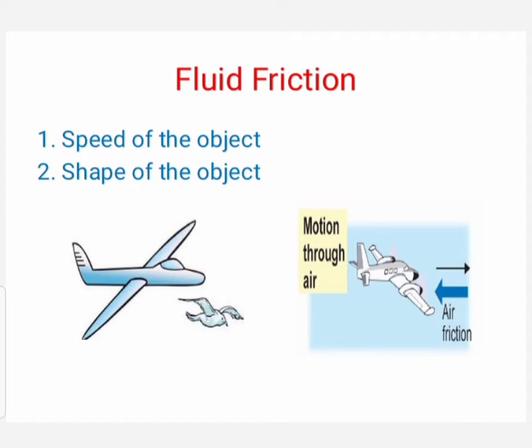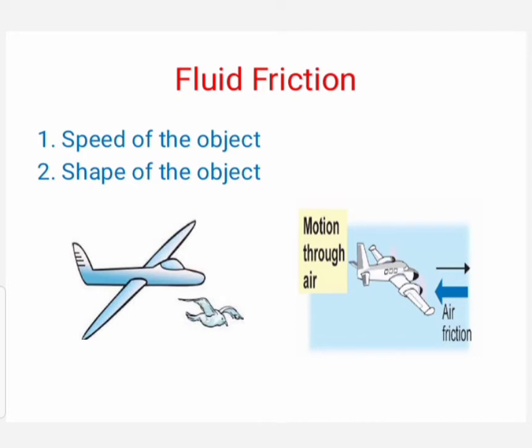The frictional force on an object in a fluid depends on two factors. 1. Speed of the object. Second factor is shape of the object. Fluid friction can be minimized by giving suitable shapes to bodies moving in fluids.